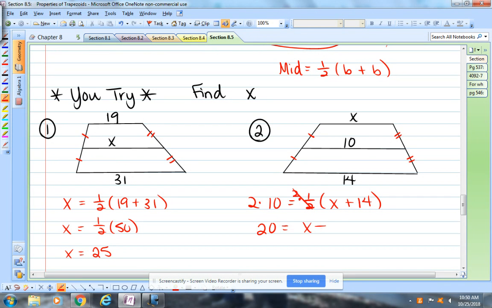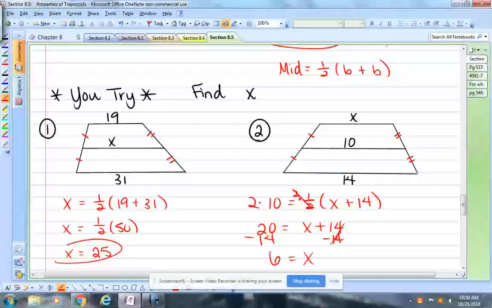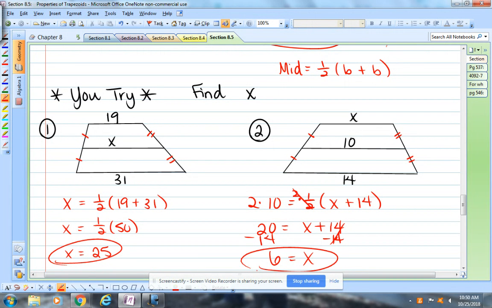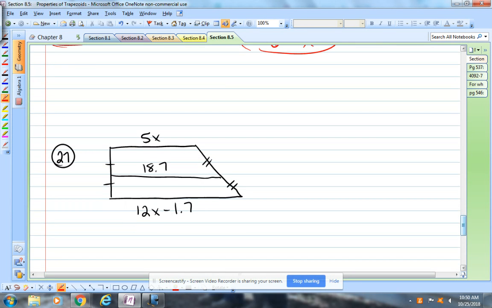20 equals x plus 14, or 14 plus x, either one. So you have to subtract 14, and what do you get? 6. Does that make sense? Is 10 halfway between 6 and 14? So you can always look and make sure your answer makes sense. So raise your hand if you got 6 for number 2. Very good.